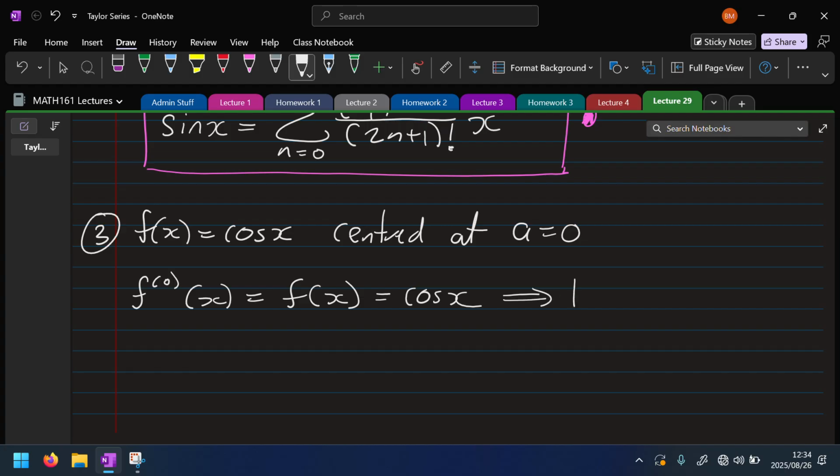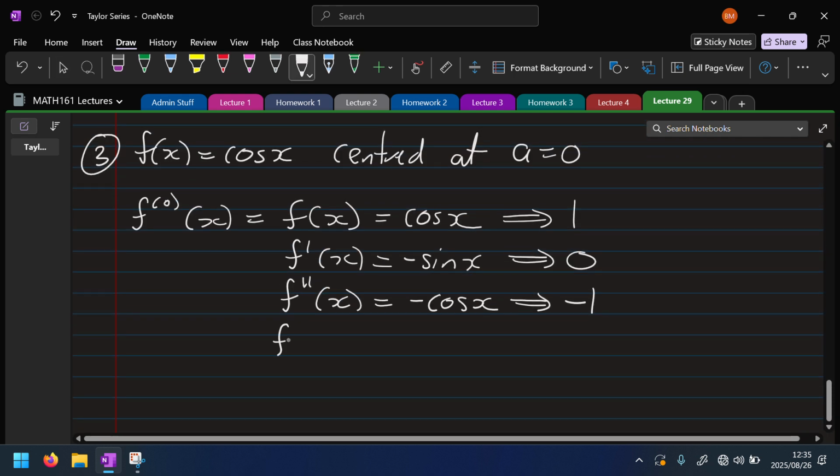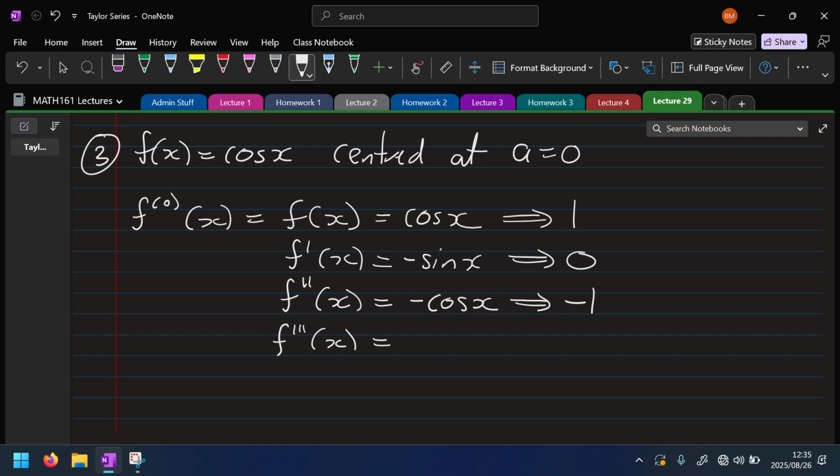Now we can do first derivative, second, and so on. First derivative, the derivative of cos, that's going to be minus sine, and at 0, that will be 0. What about the second derivative? So f double prime. The derivative of sine is cosine, so we're going to have a minus cosine there, and at 0, that will be minus 1. We'll do one more, and then you'll see the pattern. Third derivative, the derivative of cos is minus sine, so we just get a sine here, and at 0, that's just going to be 0.